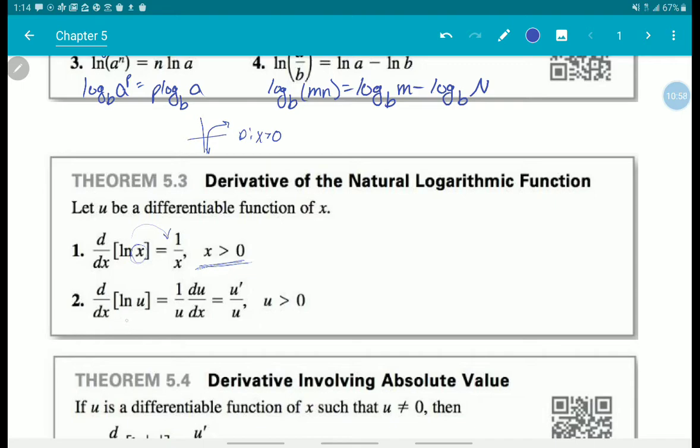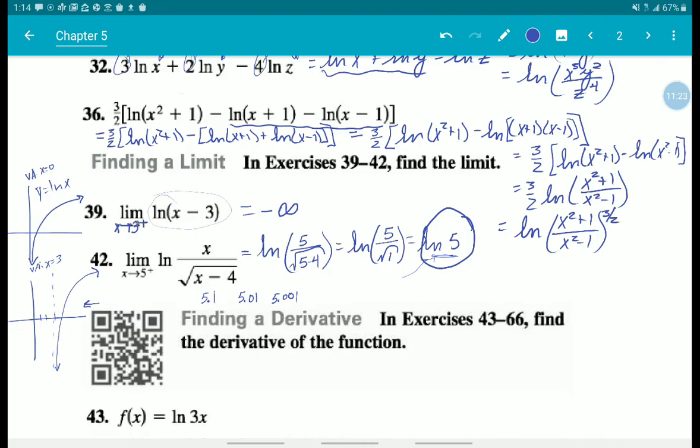So likewise, we can also use the chain rule. If we did a u substitution, then the derivative would be 1 over u times that derivative of u. And we're used to seeing that du over u. And they're using the prime notation here. So let's look at a few examples.